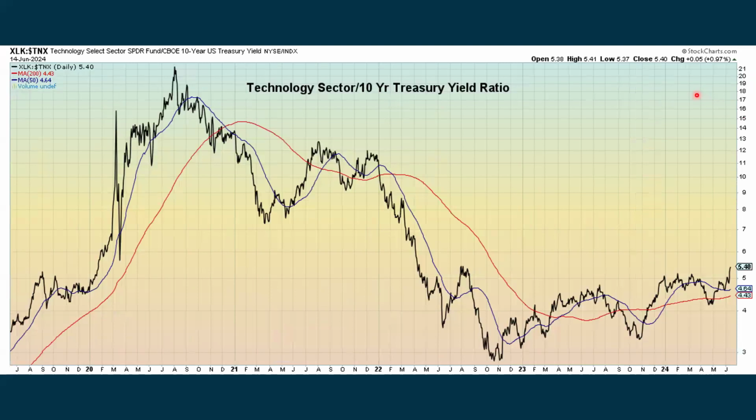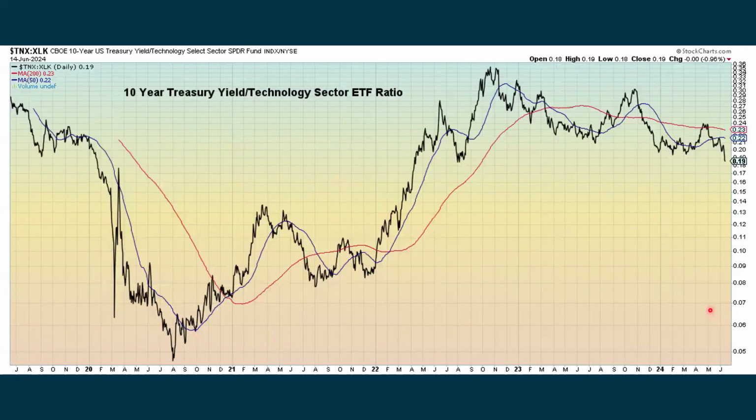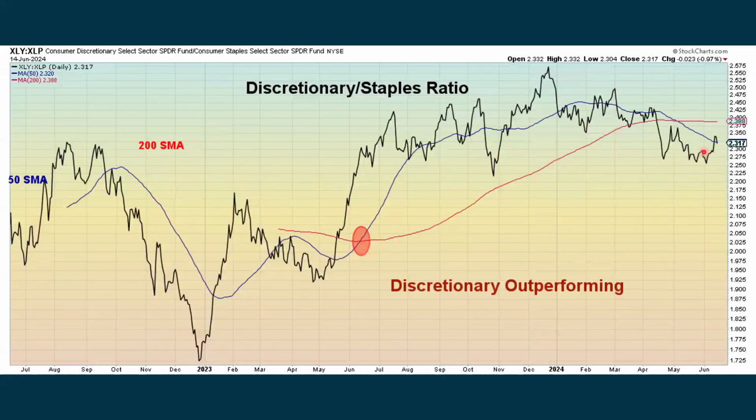And we look at the tech sector and compare it with the 10-year yield, showing how the tech sector is outperforming. Here's an inverse showing how the 10-year yield is underperforming the tech sector.